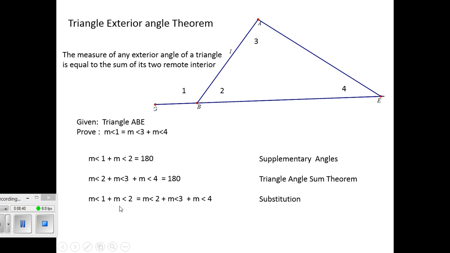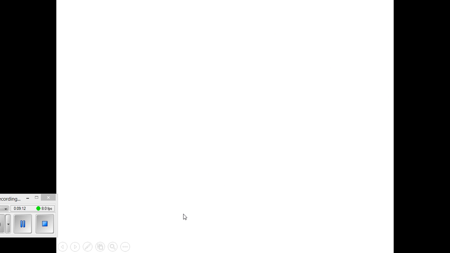We've seen this happen before, and we get this by substitution. Now, what are we after? We're trying to show that angle 1 is equal to angle 3 plus angle 4. Both of these have angle 2 right there. We can take that out, can't we? By subtraction, we get what we were after: the exterior angle is equal to the sum of the two remote interior angles.